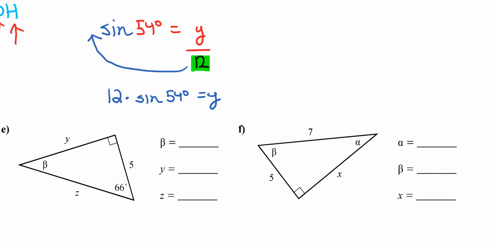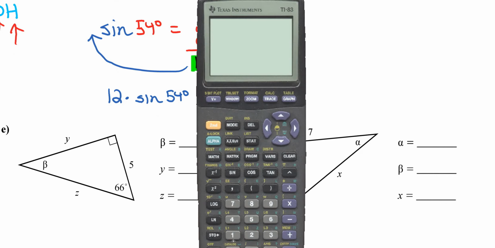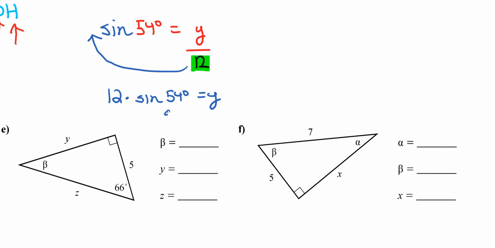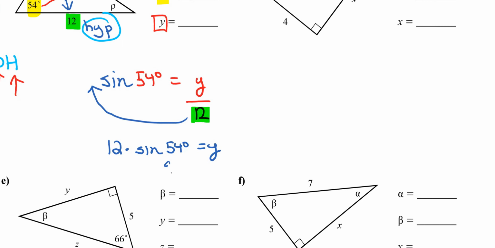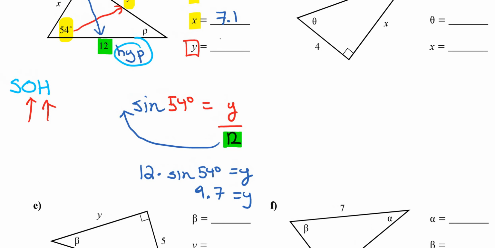All right, and then from there, you can also go to your calculator, and I'll do one more calculator step here. So it'd be 12 times sine of 54 degrees, and that gives you 9.708. So round it to one decimal place, that would be 9.7. So 9.7 would equal y. Okay, so y has a value of 9.7. Okay, that's it for 3C.